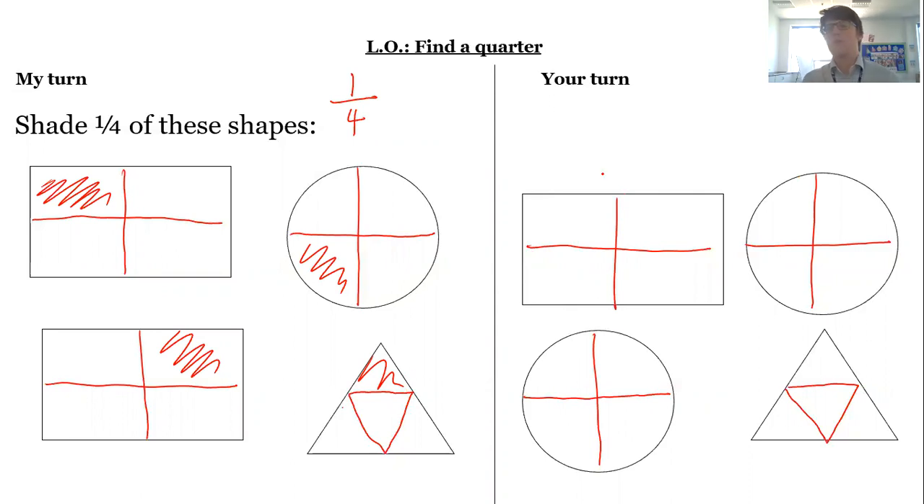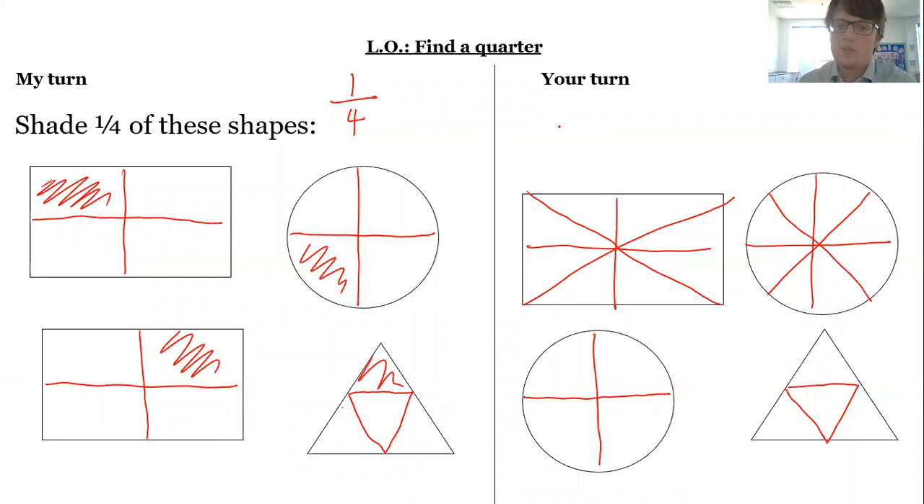So hopefully you've shaded in one part out of 4. The question is, what happens, say, if I split up my shape even further, something like this? So now I've got 8 equal parts. But I still want to find a quarter.